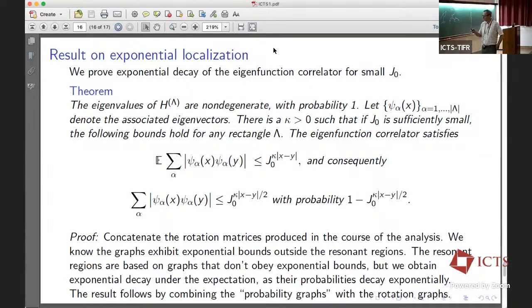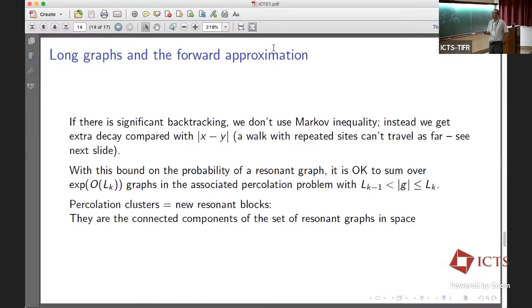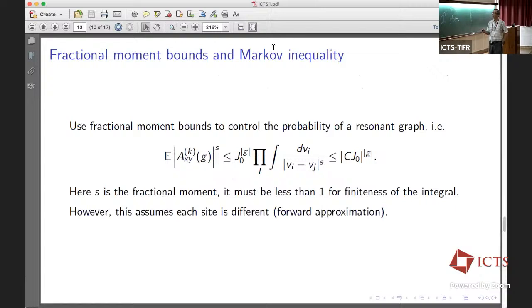Yeah, so maybe I kind of jumped over that. It begins with this bound on the fractional moment of this rotation generator. We see that the fractional moment exhibits exponential decay in the length of the graph. So then if you do Markov's inequality... Maybe I should repeat the question because I guess you didn't have a mic. The question was, how do I actually get exponential decay of the probability that a graph is resonant? And the answer is to use Markov's inequality.